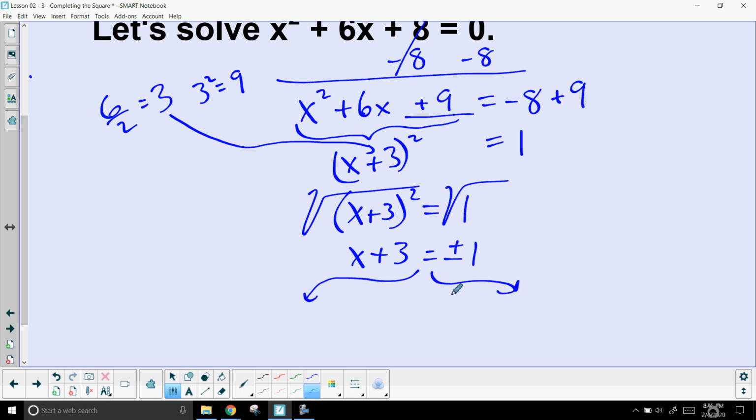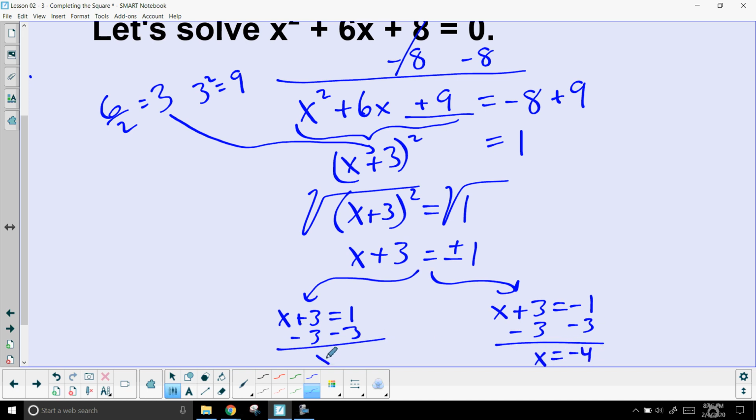So x plus 3 equals 1. x plus 3 equals negative 1. Subtract 3. Subtract 3. Let's see, this one is negative 4? No, this one is negative 2, and this one is negative 4. Okay, and that's it.